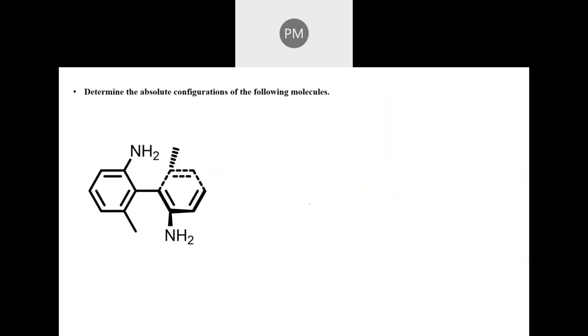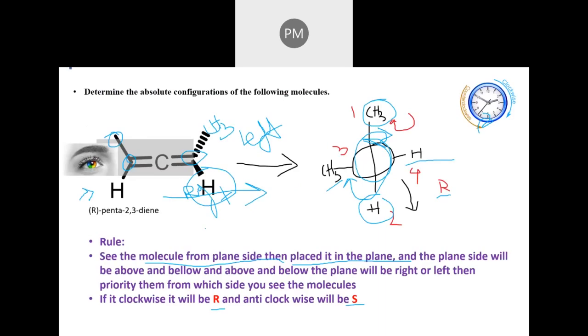Now the next example. This is the phenyl case. I have already told you about this chirality in earlier cases. This one will be axial chirality, so here no chiral center is present. In earlier cases, one chiral center had four different substituents. But now the four different substituents are present on an axis. So this will be our axial chirality.